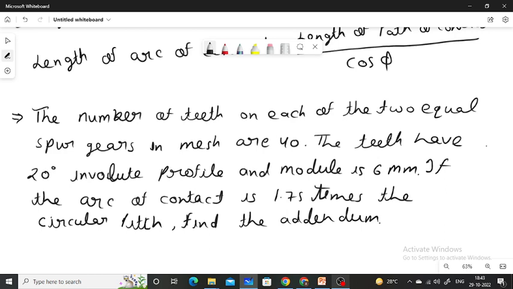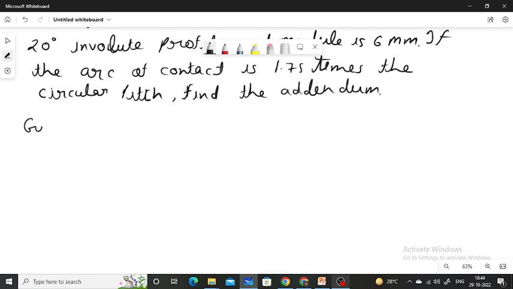The number of teeth on each of the two equal spur gears in mesh are 40. The teeth have 20-degree involute profile and the module is 6 mm. If the arc of contact is 1.75 times the circular pitch, find the addendum. What is circular pitch? Circular pitch is pi d by t. Okay, this is the circular pitch. Given data: number of teeth on wheel and pinion are equal, which is 40. Pressure angle is 20 degree and the module of the gears is 6 mm.